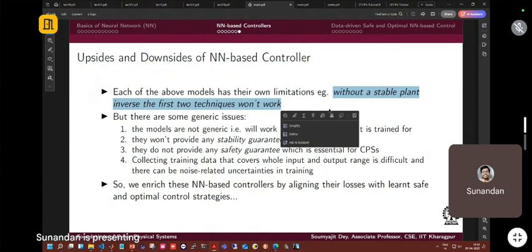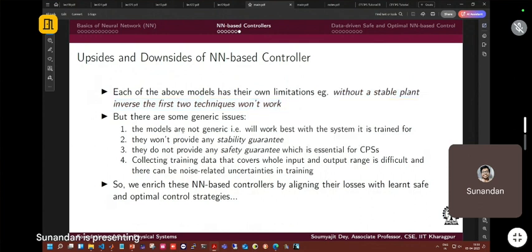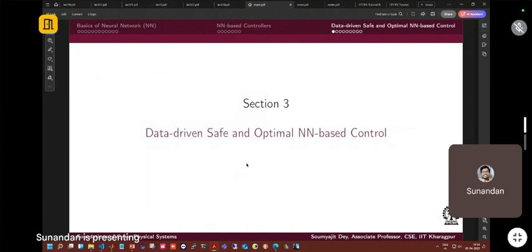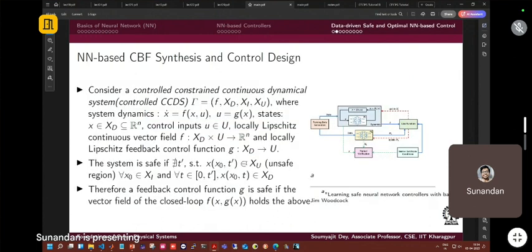Basically, if we think about their limitations, they are not generic. This is the main limitation that we will see. They will always work best for the system that they are being trained for. And obviously they will not provide any stability or safety guarantee. Especially safety guarantee is very crucial when you are trying to deploy such NN-based controllers. And yes, noise is another issue. So how do you overcome that? Data driven, safe and optimal NN-based control. How do you overcome that?